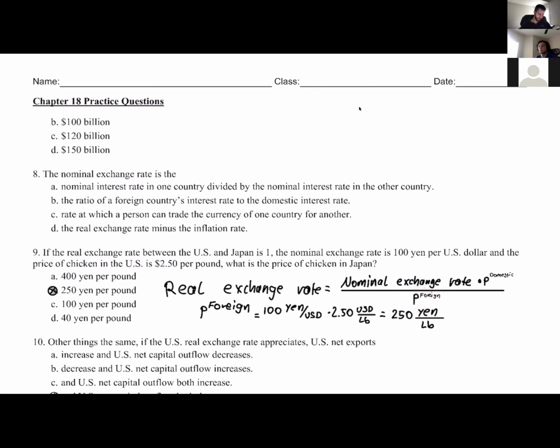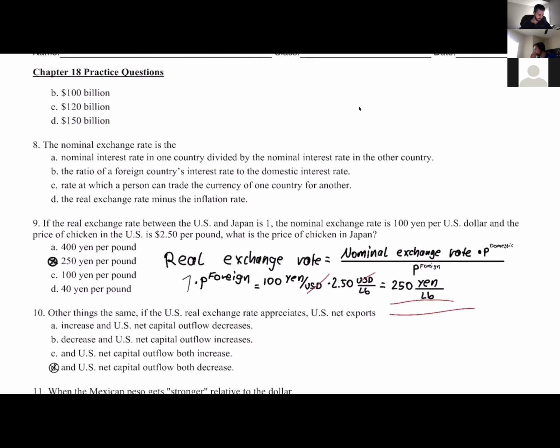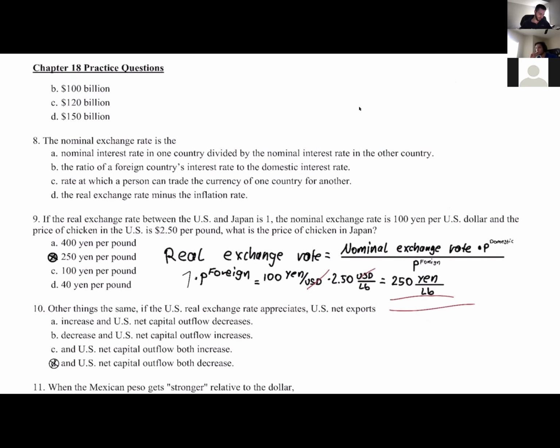But remember, the real exchange rate is 1, I believe. Yeah, the real exchange rate is 1. I forgot to add that. Maybe it would be 1 times price foreign. And then you cancel out the US dollar and US dollar, and you multiply 250 times 100, which would give you the answer of 250 yen per pound. The last question I'm going to do before I hand it over to Justin is, other things the same, if the US exchange rate appreciates, US net exports and US net capital outflow will both decrease.